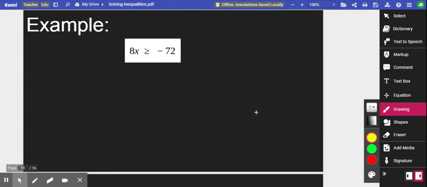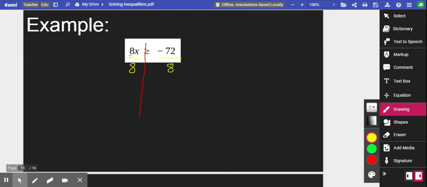Now we're going to try another example. And this example, you'll notice, does not have a negative coefficient. So we're following the same set of rules as we normally would. And we're going to build our wall. We're going to ensure that our variable is on one side and combine like terms. And now what we're going to do is divide by 8 because we want to isolate the variable on the left-hand side.